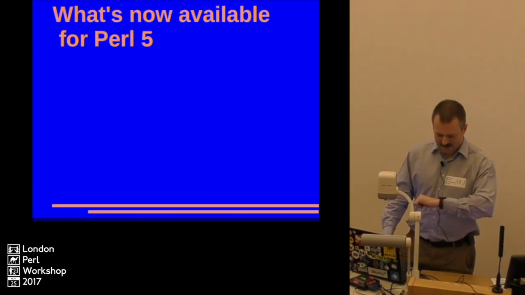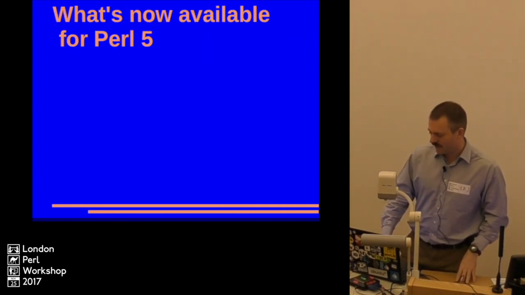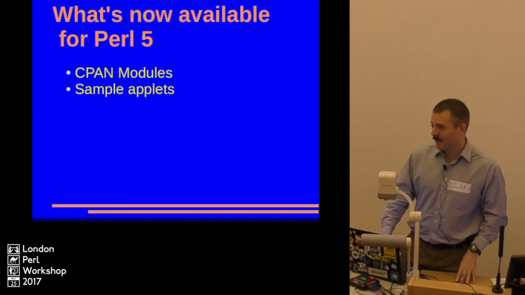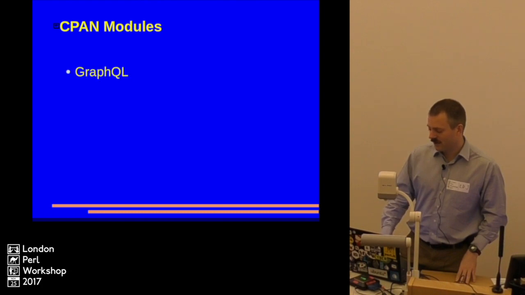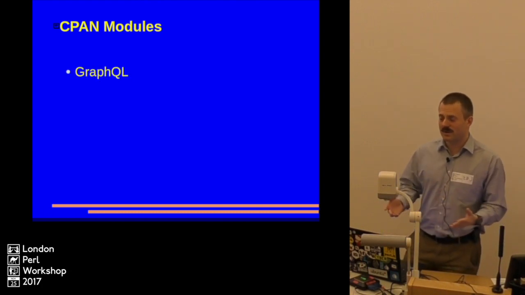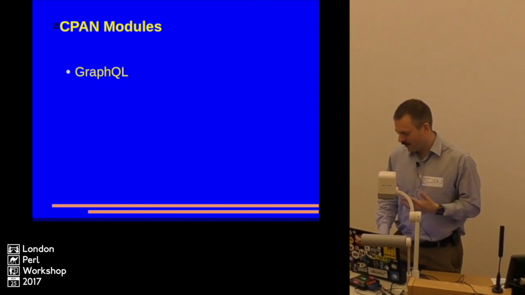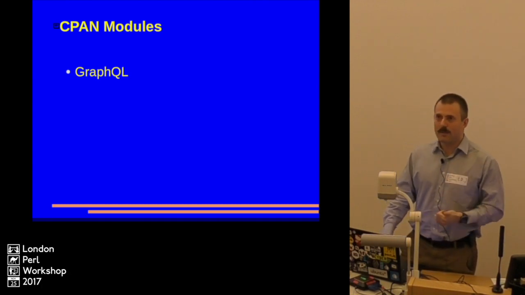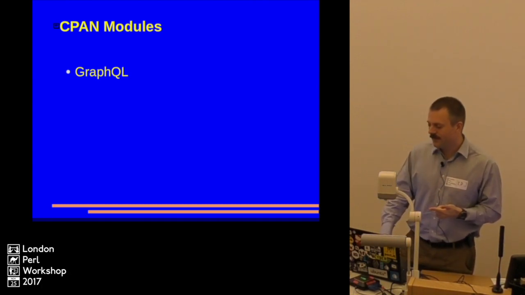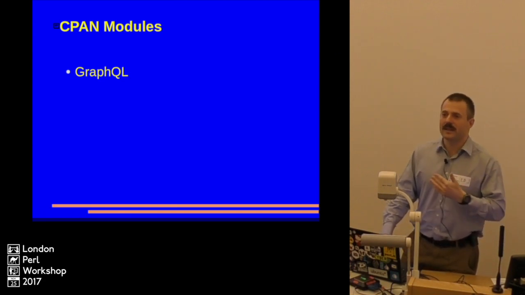So what we've made so far in Perl 5. I'll talk to you now about the Sipan modules and some sample applets. Now, Sipan modules, they're the heart of it. This is a set of modules that implements a query parser, a type system, and executing queries.